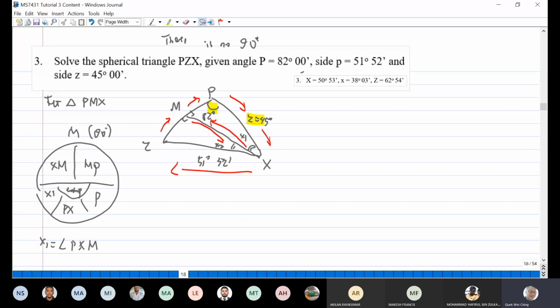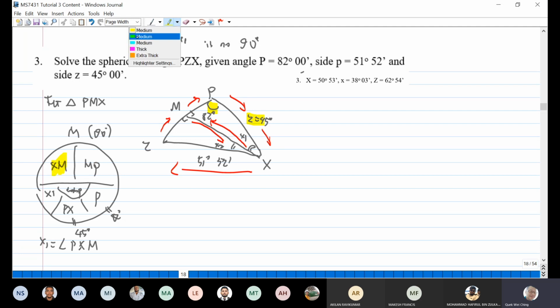So let's look at the information. What do I have? I have PX, which is equal to 45 degrees. Okay, I know PX is 45 degrees. What else? I know P is 82 degrees. These two I know. So obviously, the thing I should find first is XM, opposite of these two. You see, this is one just nice. I can find it straight away.